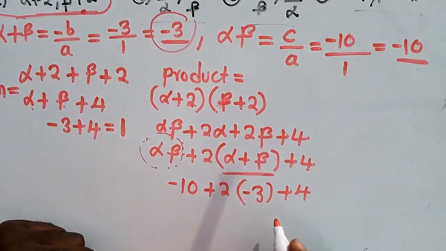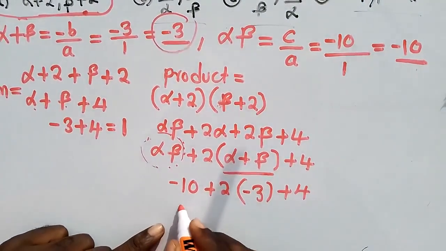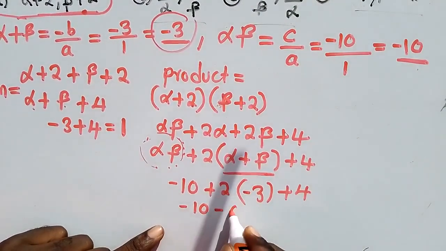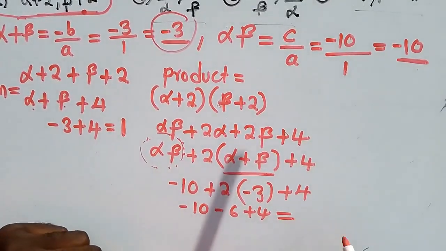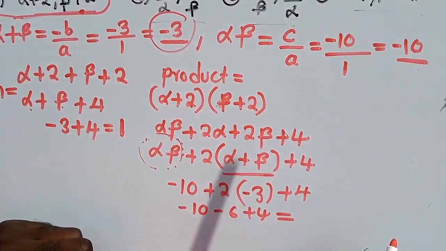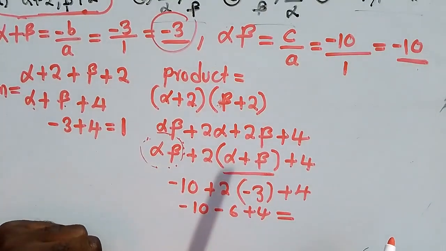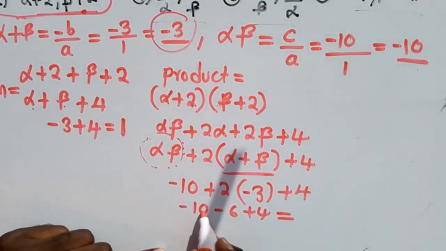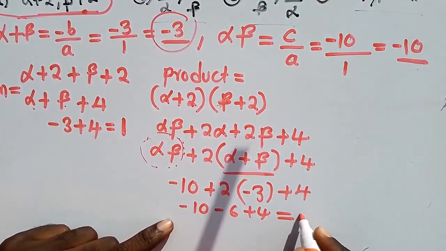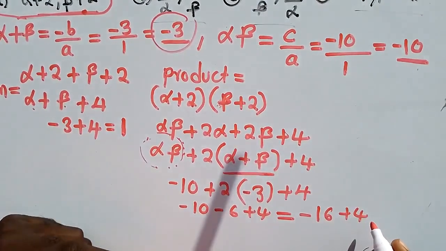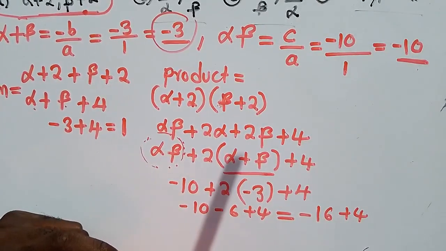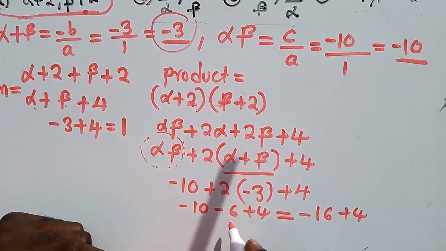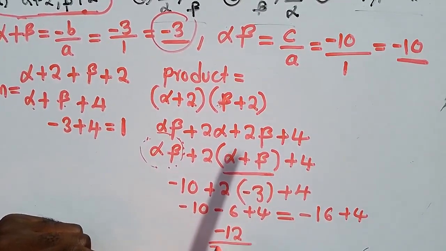So with this now, once I do this, I know that negative 10 here, this will give me negative 6, plus 4, like this. So this finally will be equal to what? So what will be the answer now? You say negative 10 minus 6, that is negative 16, plus 4. Negative 16 plus 4, what is the answer? You discover that the answer will be negative 12. Negative 12 will be the answer.